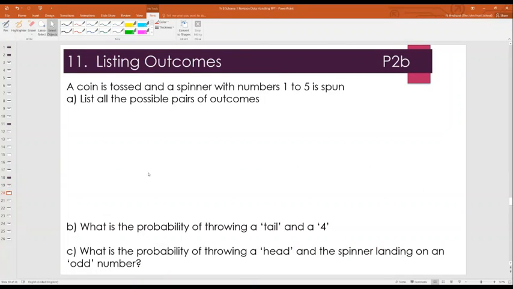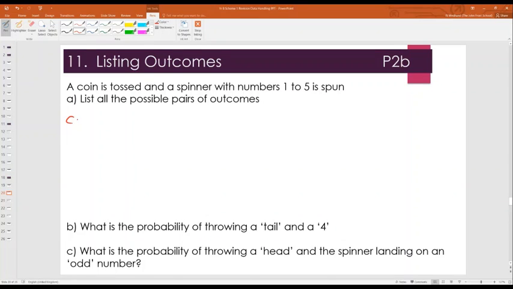Okay, moving on then. So listing outcomes, right? A coin is tossed and a spinner with numbers 1 to 5 is spun. List all the possible pairs of outcomes. Okay, well, possible pairs of outcomes. I think the best way to do this is by doing either a list or a sample space diagram. I'm going to do a list for this one, okay?